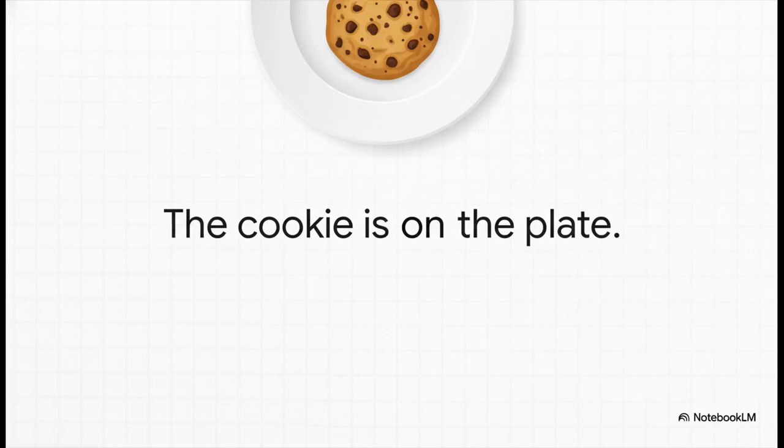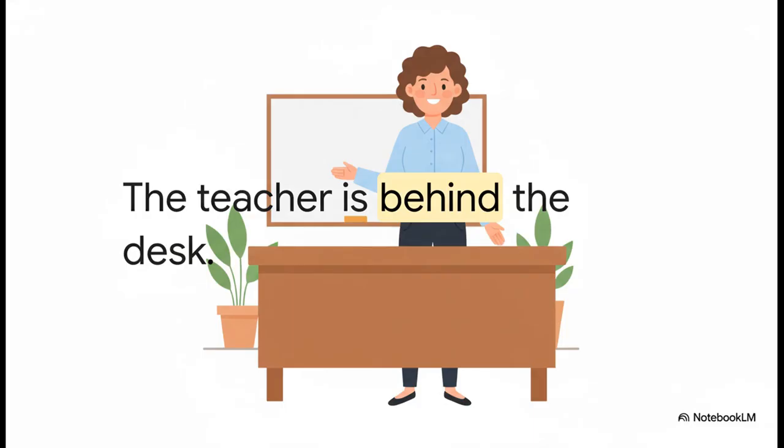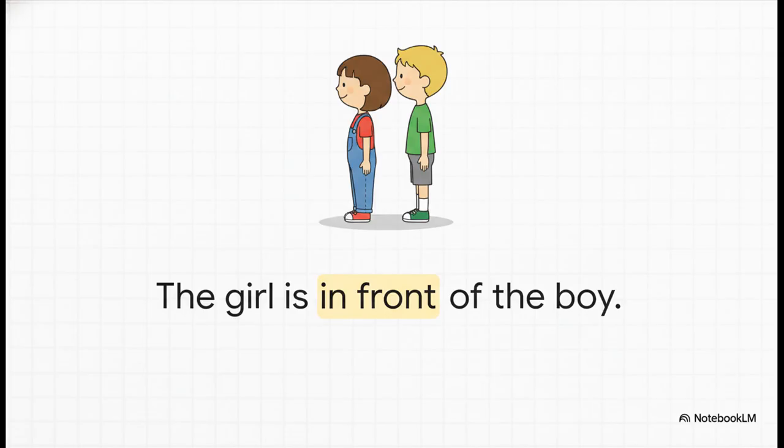It's touching the top. Now, what if something is on the other side of an object from where you're looking? That's where behind comes in. The teacher is behind the desk. It's a great way to say that the desk is between you and the teacher. And of course, the opposite of behind is in front of. The girl is in front of the boy. This is a perfect example to show that sometimes prepositions aren't just one word. They can be little phrases too.